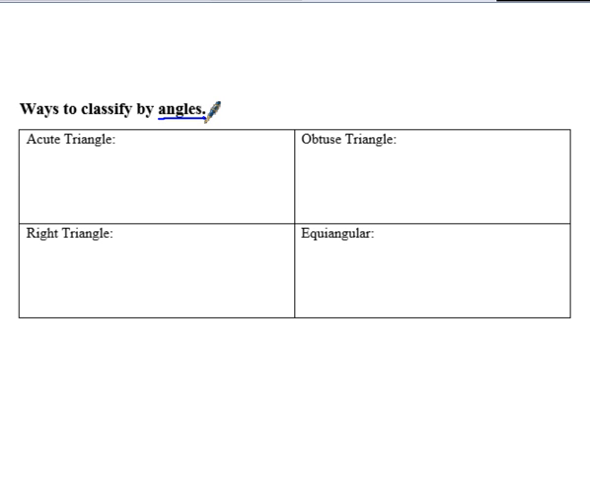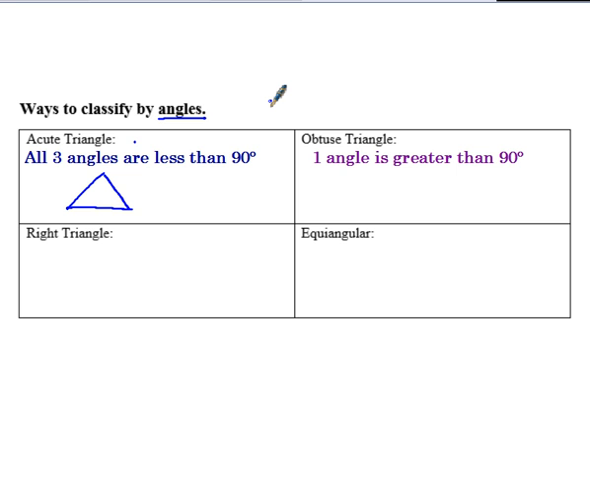So the first way to classify a triangle is we could call it an acute triangle, and it's acute if all three angles of the triangle are less than 90 degrees. So that may look something like that, where all of these angles are less than 90 degrees. An obtuse triangle is when we have one angle that is greater than 90 degrees. So that may look something like this.